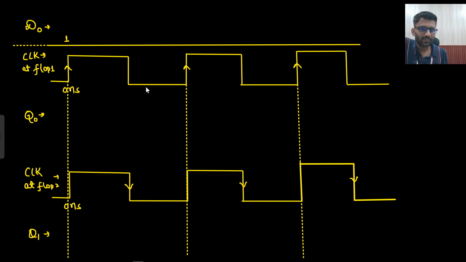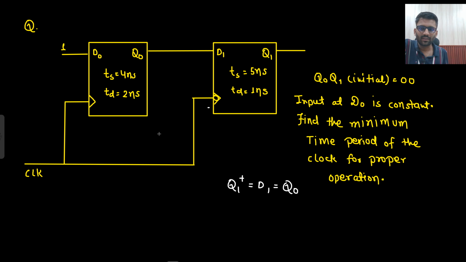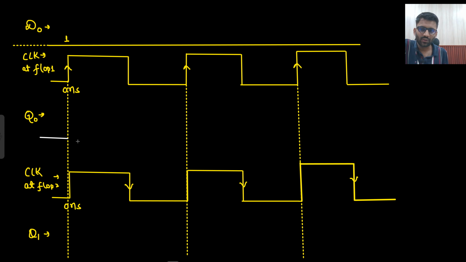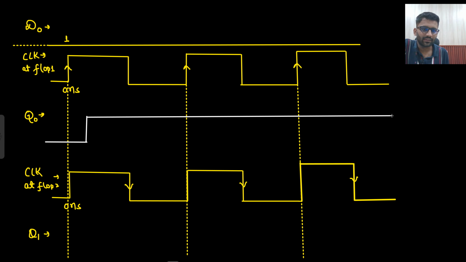So this is my clock. Clock at flip-flop 1 and clock at flip-flop 2 both are equal only, right? How will my Q0 waveform look like? Q0 initially is 0. Just as the positive edge arrives, it will sample 1. But it has a delay of 2 nanosecond. So it is sampling 1, but it will take 2 nanosecond of time. And then it will always be 1.